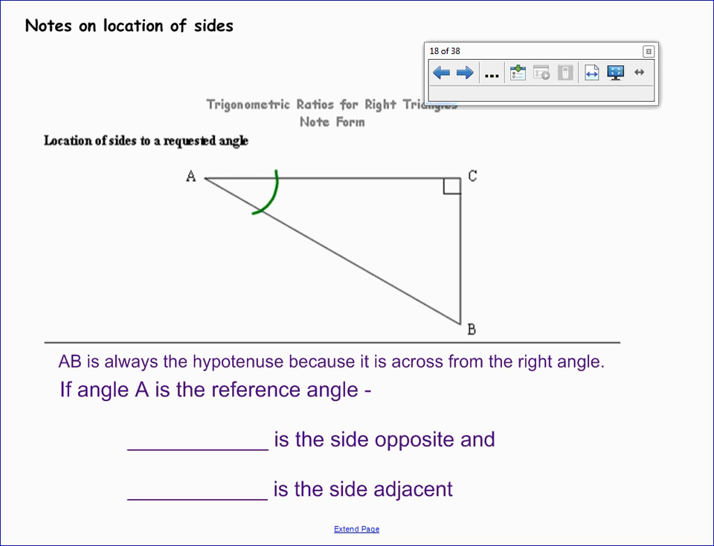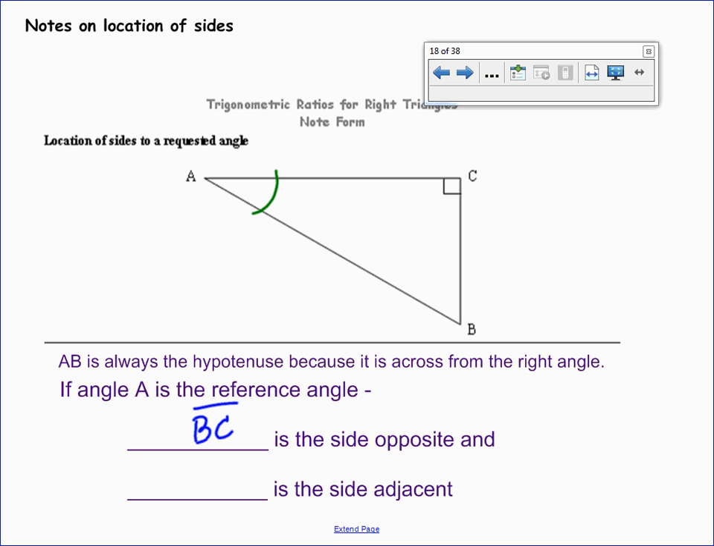If A is my reference angle, let's think about which is the side opposite. Go ahead and tell me with letters, which side is opposite angle A? Joe? BC. BC, absolutely. And because it's a segment, we can fill that in with a line segment symbol on top.